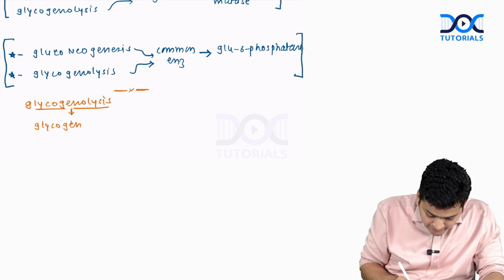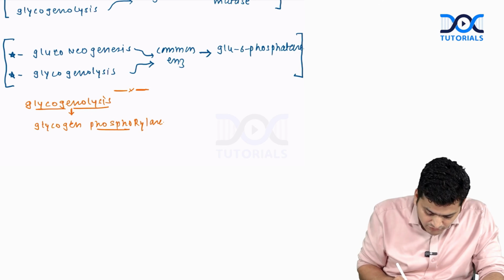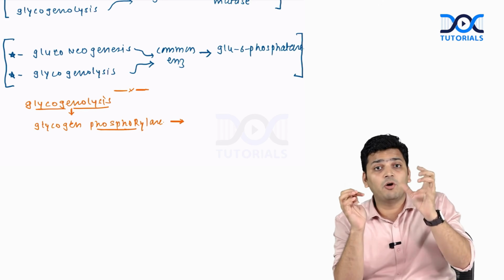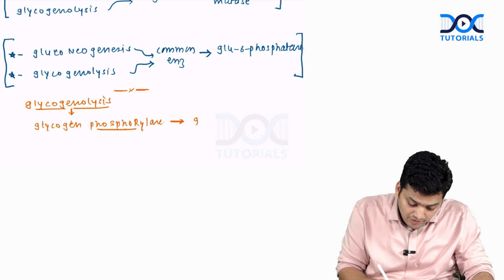Glycogen phosphorylase. You will start cutting by this enzyme, glycogen phosphorylase. Then which enzyme will come? It will cut. From the branching point, how many molecules are left? Then it can't cut 4 molecules. Then which enzyme will come?